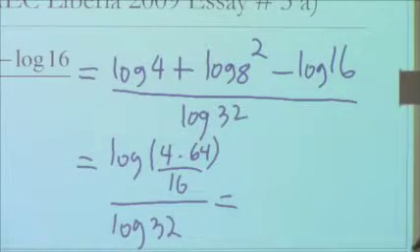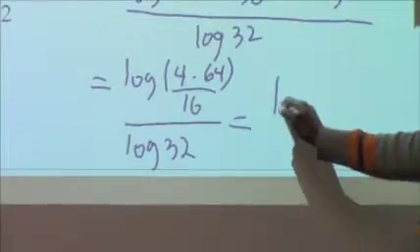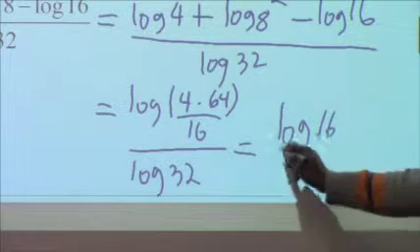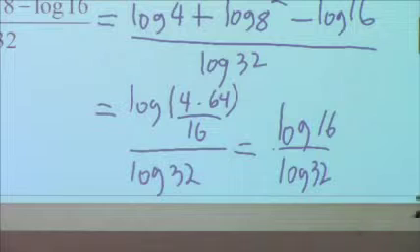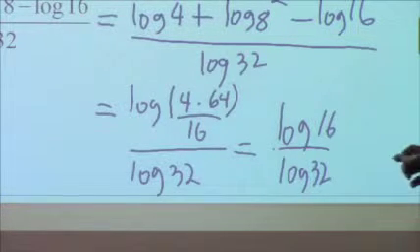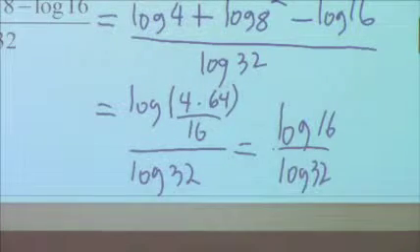Now let's see how we divide this. 64 divided by 16 is 4. So what I have on top now will be log of 4 times 4, which is 16. I have log 16 over log of 32. Now, 16 and 32 are powers of 2, so I can write them using powers of 2. Let's go to the next slide and see how we do it. Log of 16 over log of 32.